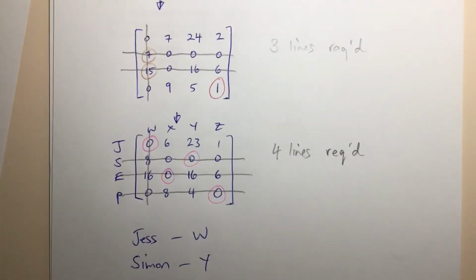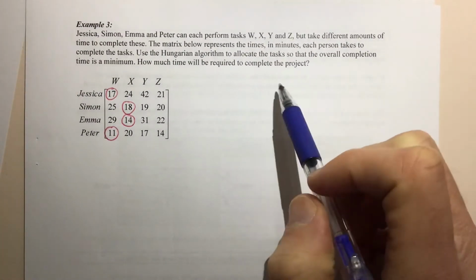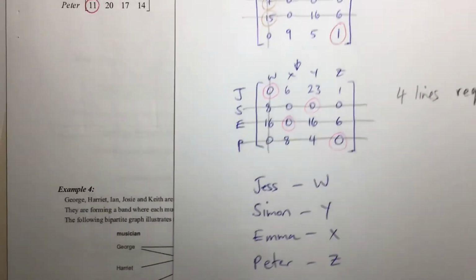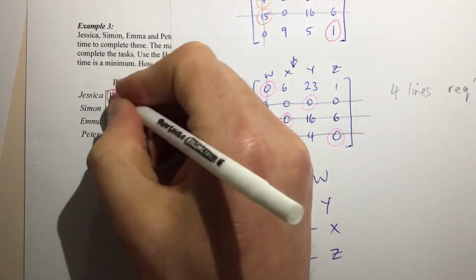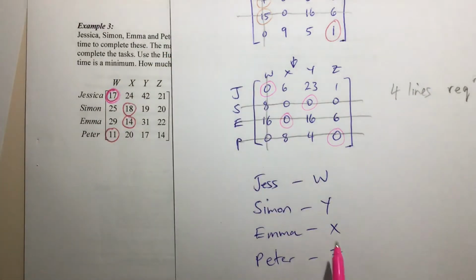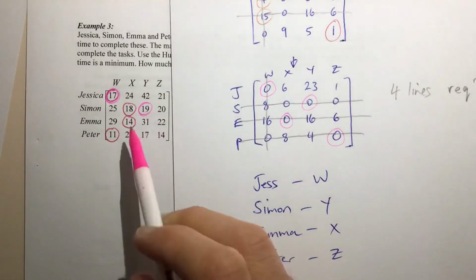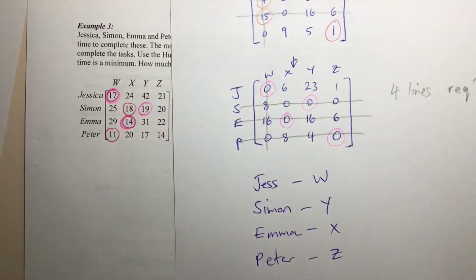But this question did also ask how much time will be required to complete the project. So let's go back to the table. It's hard to show you both of these things, isn't it? If we pick those out from the table, it doesn't help that I've already made a mess of this, but anyway, Jess is going to do job W, so that's Jess there. Simon's going to do job Y. I'm trying to use a different color, although pink and red don't show up that different, do they? Emma's going to do job X, and Peter's going to do job Z.